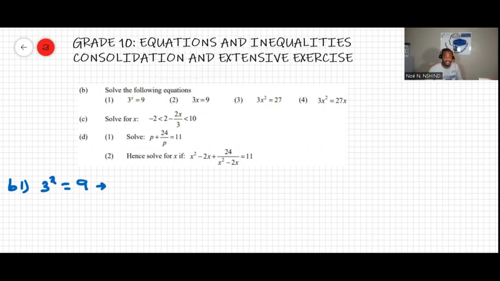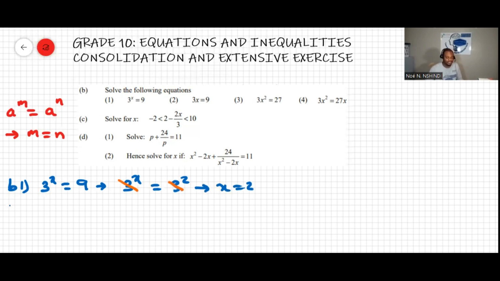Now, we do know that 9 is a square number, so we can write it as 3 to the x equal to 3 squared, okay? Now, the fact that we have a common base, remember the property in math that says if you have a to the m equal to a to the n, we drop the bases and then we equate the exponents, m equal to n. This is what we're going to apply here. We drop the base 3, and then say that x equal to 2.